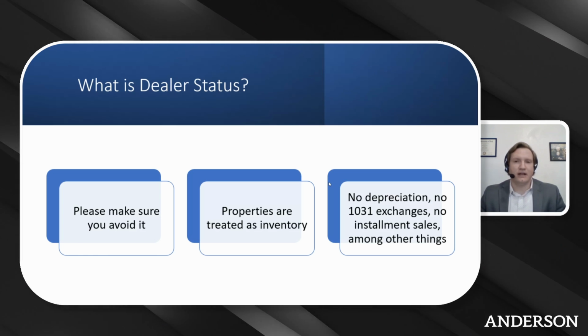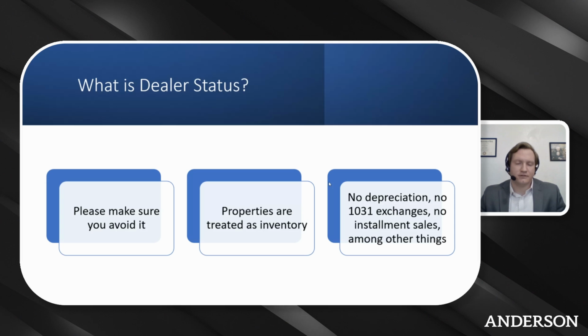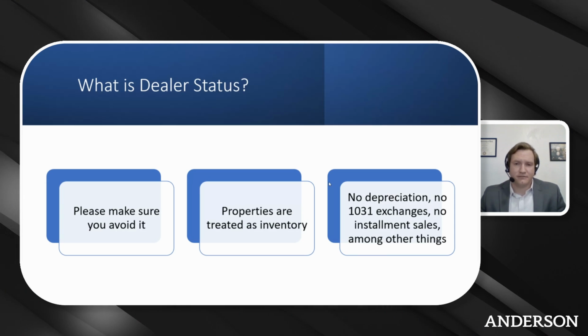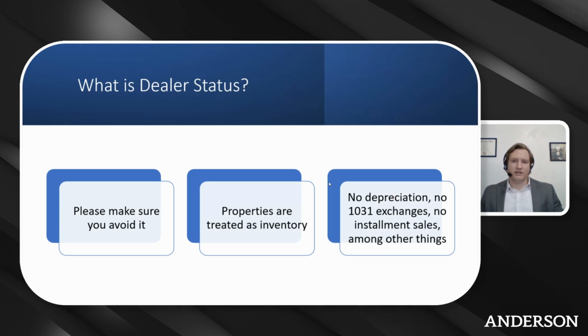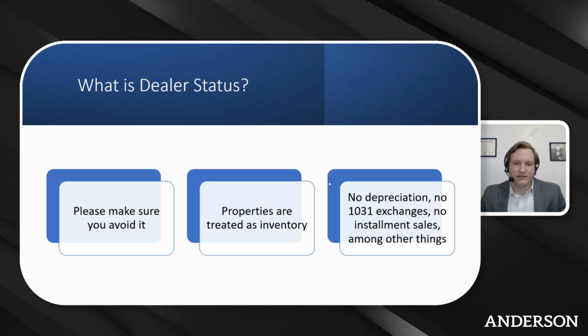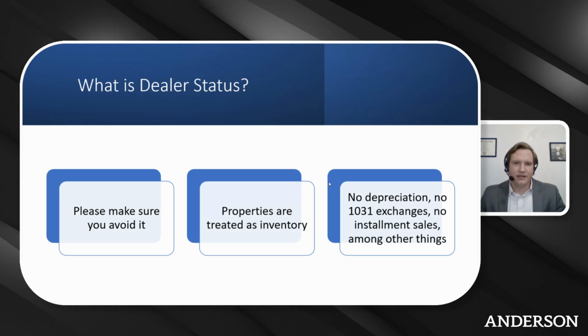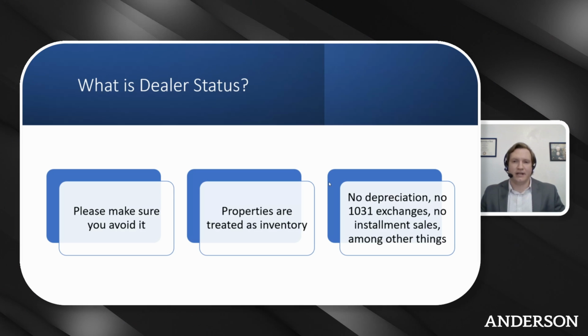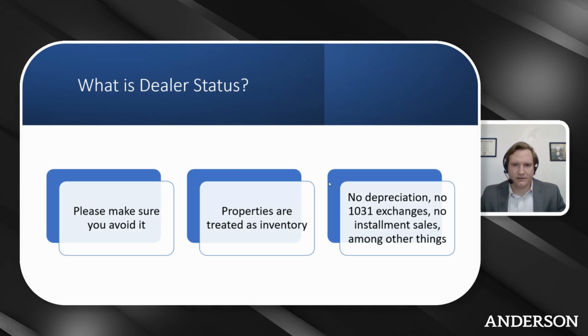And lastly, well, not lastly, there are a couple of other minor things, but the other big one is we don't get to do installment sales. When you have inventory, we're not going to be able to extend out that tax hit if we need to. No installment sales here. It's going to count as a one-time purchase, essentially, with this inventory.